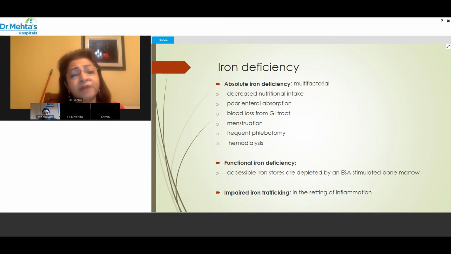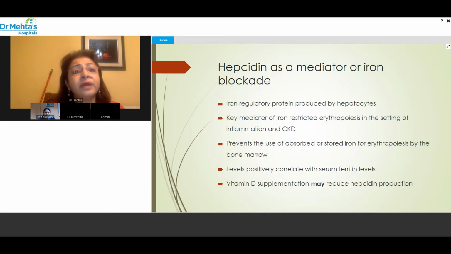But there's also a functional iron deficiency where there is enough iron, but it's depleted by the ESA-stimulated bone marrow. And then the third one is also very important in CKD, which is impaired iron trafficking in the setting of inflammation, where hepcidin comes into play. So, nice segue into hepcidin.